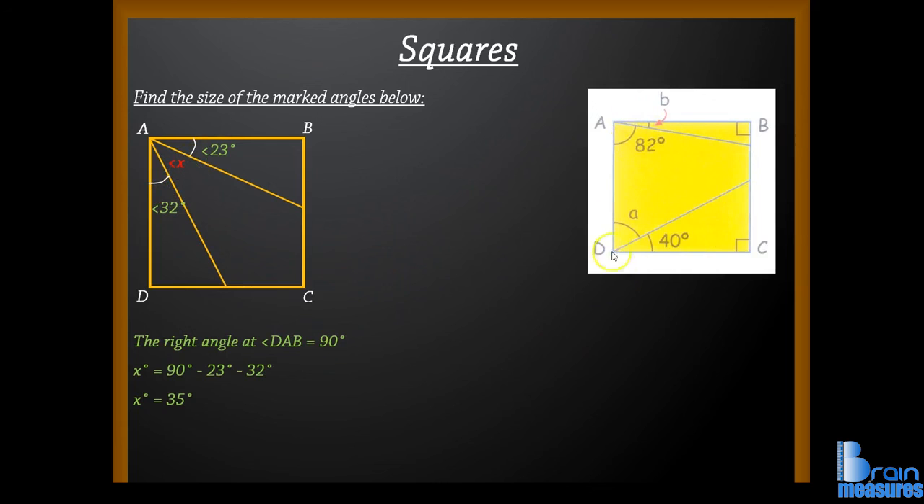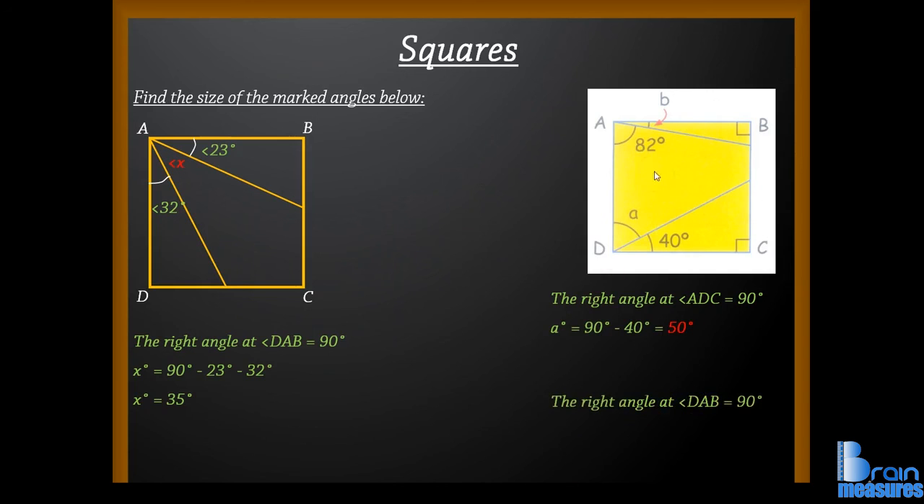Here we have another square with four right angles, but we have this angle that we don't know of. They've called it A, and this angle we have called it B. We know that this angle right here is 40 and this angle here is 82. We have to find the angle A and B. So we know the angle ADC is 90 degrees, and we know that there is another angle inside here which is 40. So how much is A? A equals 90 minus 40 equals 50 degrees.